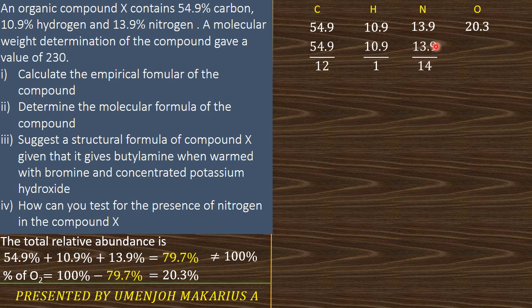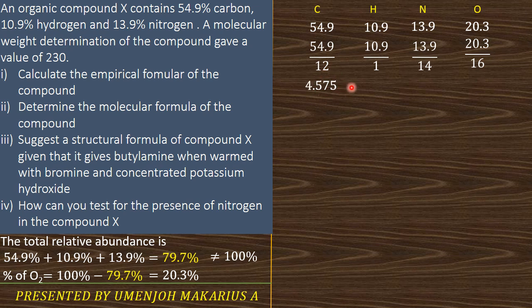So we are going to have 13.9 divided by 14. Then for oxygen is 16, so we are simply going to have 20.3 divided by 16. Good. So friends, if we punch these values in, we are going to have for carbon 4.575.